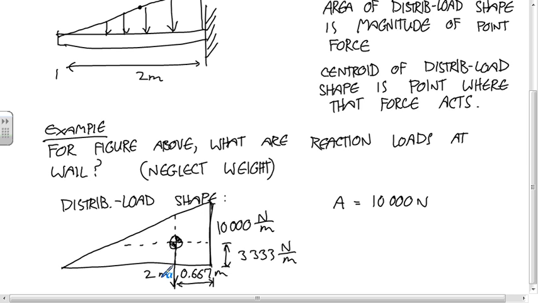Okay. So for these weight or these downward distributed loads, you can skip the part about calculating the vertical location of that centroid. All you need is the horizontal location of the centroid. So 0.667 meters from the right side.